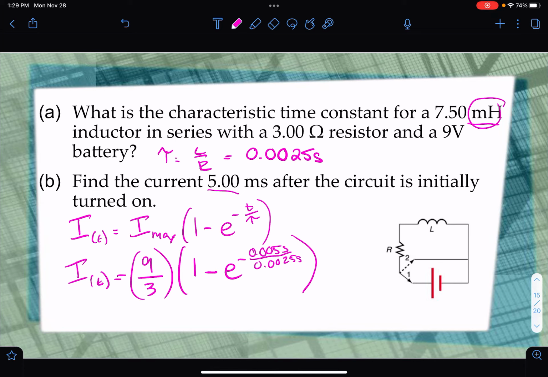So work this all out. Pay attention to your negatives, 1 minus that. When you get everything in there properly, you should end up with 2.59 amps.